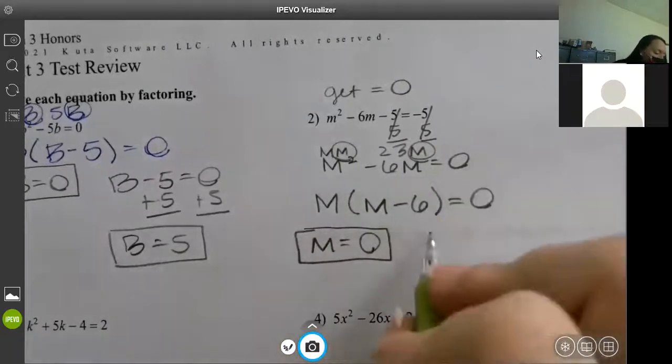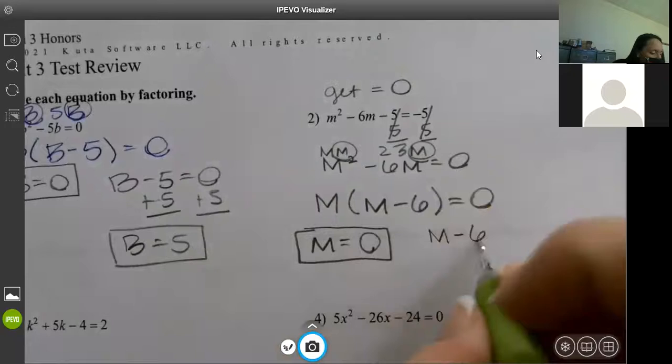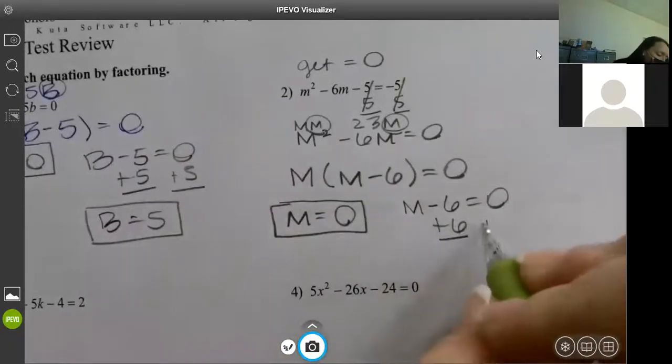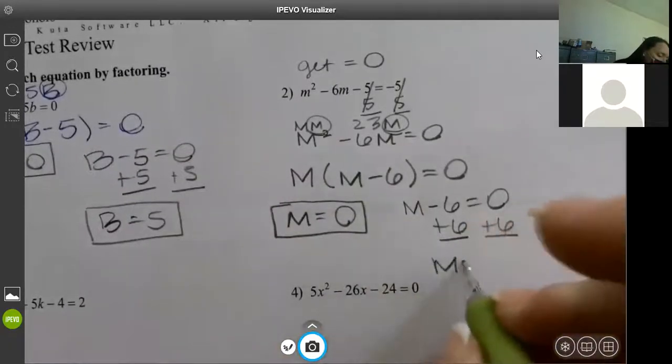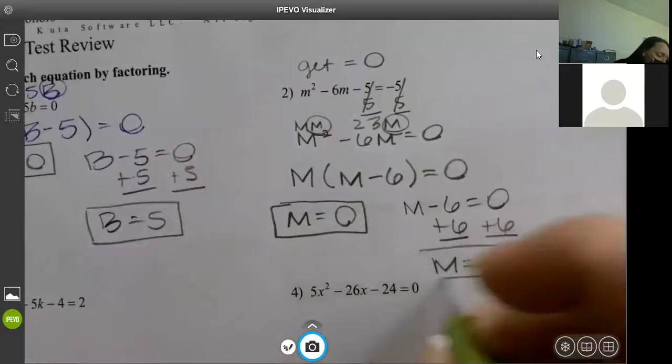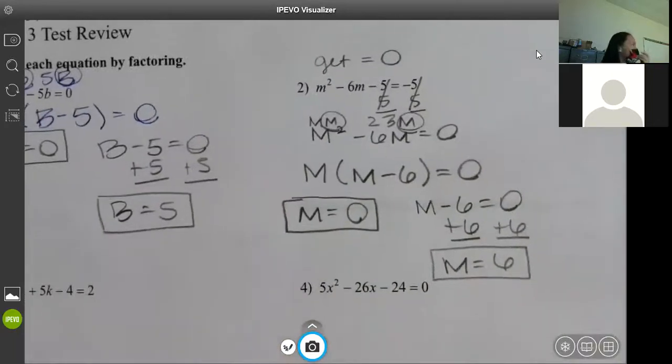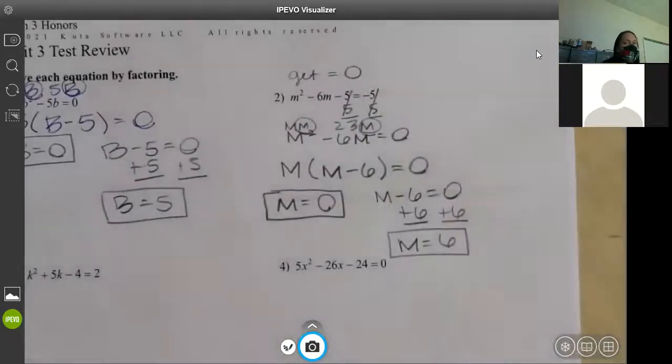M minus 6, this is the last one that I'm going to solve out. We set it equal to 0. We add 6 to both sides. But you don't have to show that work. Okay, you do not have to show that work. You can just change the sign. All right, any questions 1 or 2? And again, those 2 are both going to be GCF, and then set your stuff equal to 0.